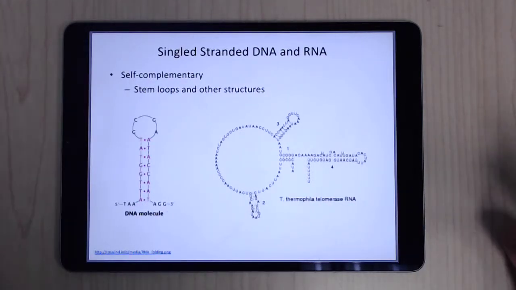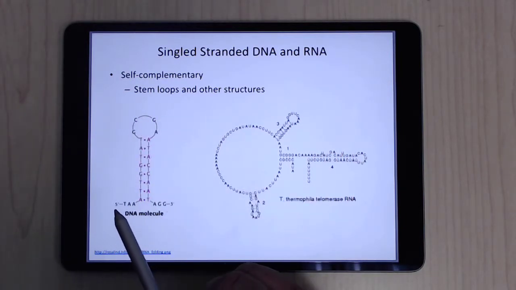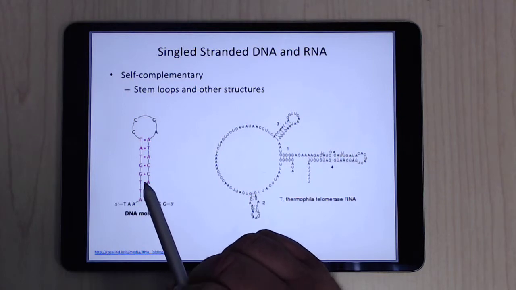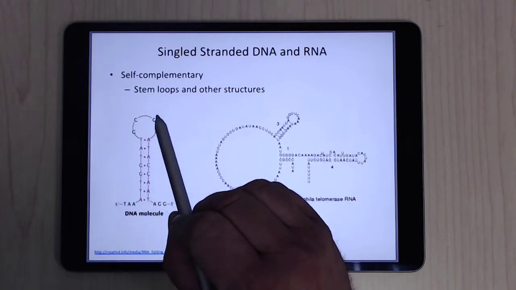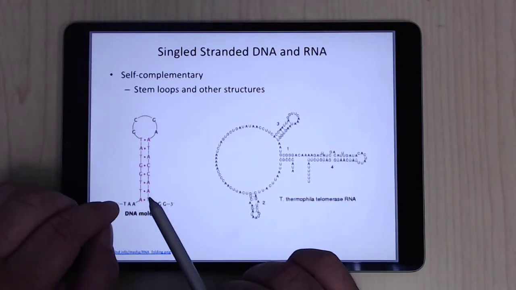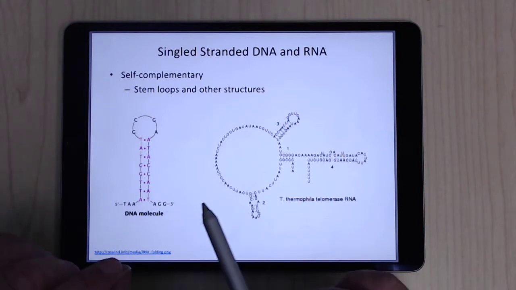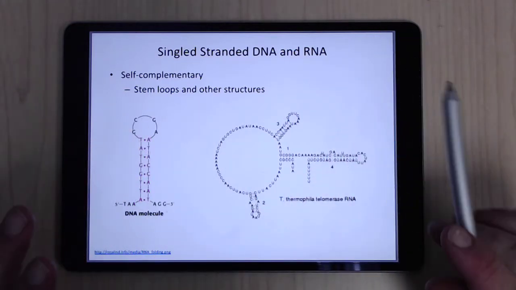So we talk about DNA being double-stranded, and that's usually the form it is. But RNA, as it turns out, is mostly single-stranded. And you can have single-stranded DNA, and it can be self-complementary. So if you have a single-stranded DNA molecule, you've got some complementary parts. Then there'll be a loop and it comes back. Now, don't assume that this is flat.